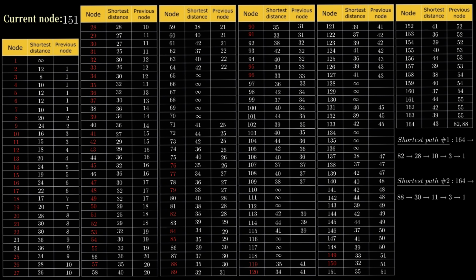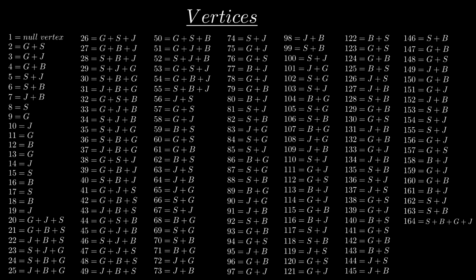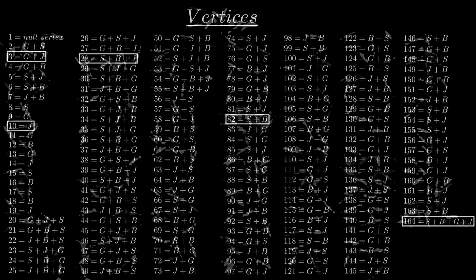So how do we translate this into a working solution? As you see here, vertex 3 corresponds to G plus J, which means George and Jacob cross the bridge initially. Vertex 10 corresponds to Jacob on the other side, which means George crosses back. Vertex 28 corresponds to S plus B plus J, which means Beth and Stella cross the bridge. Vertex 82 corresponds to S plus B, which means Jacob crosses back to the initial position, and Jacob and George cross to the other side.